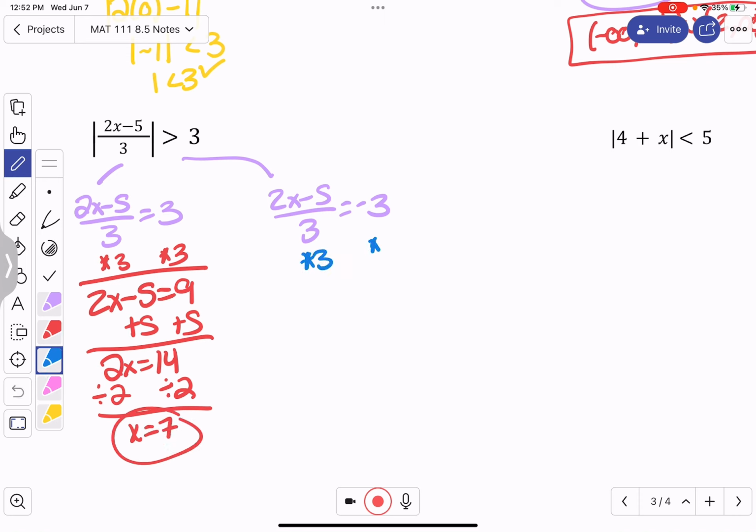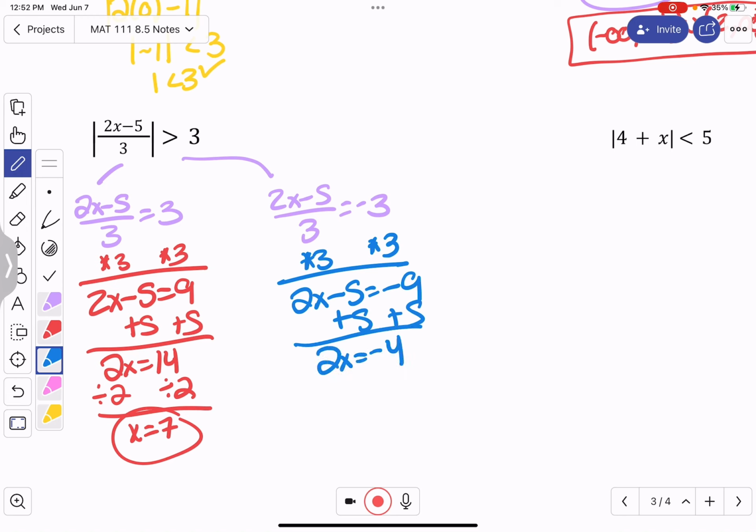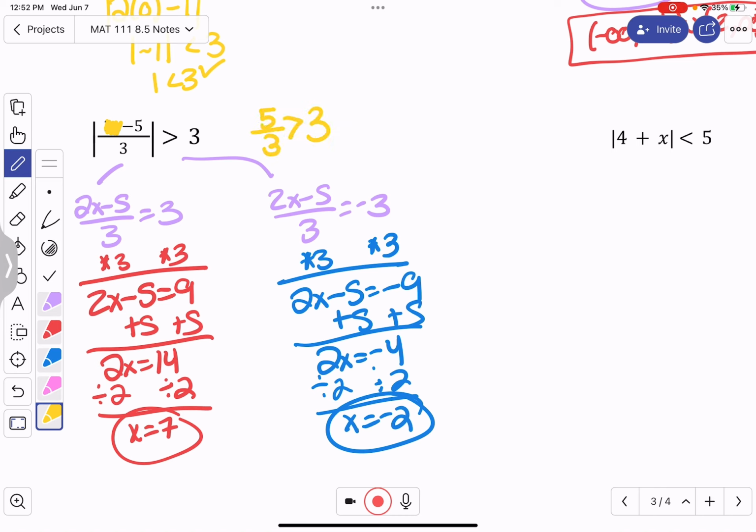Over here, we're going to multiply both sides by 3. So we get 2x minus 5 equals negative 9. Add 5 to both sides, we get 2x equals negative 4. Divide by 2, we get x equals negative 2. Meaning I can check 0 again, because 0 is between negative 2 and 7. So if I plug 0 in here, I'd get negative 5/3, and the absolute value of negative 5/3 is positive 5/3, which is not, in fact, greater than 3.